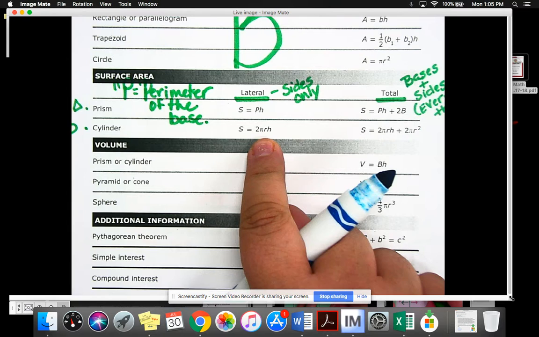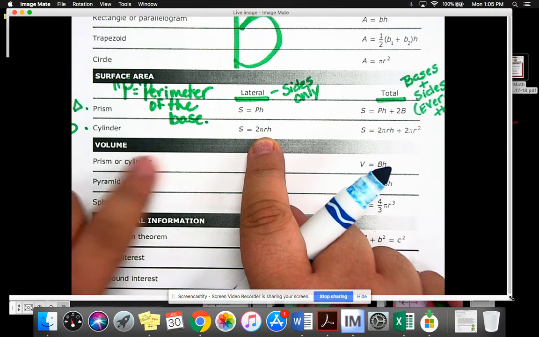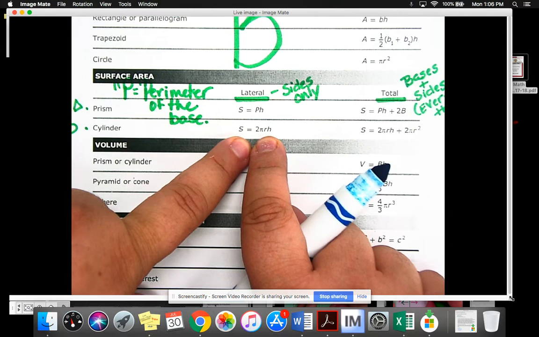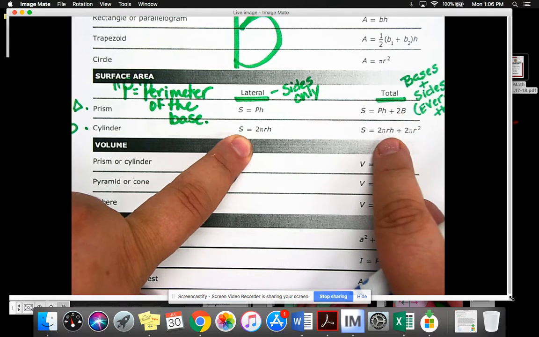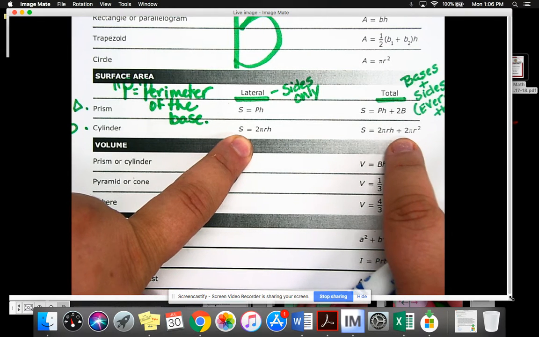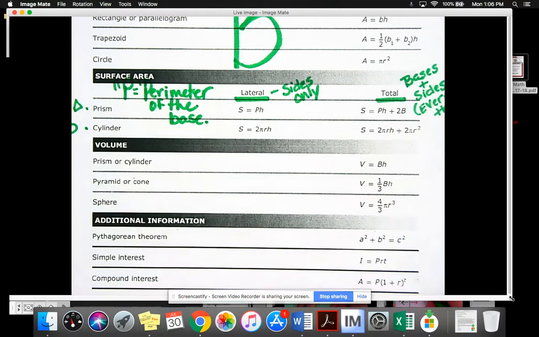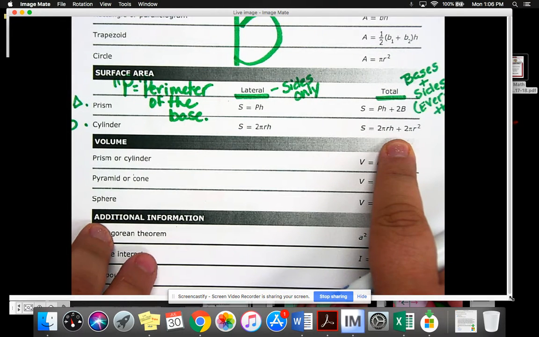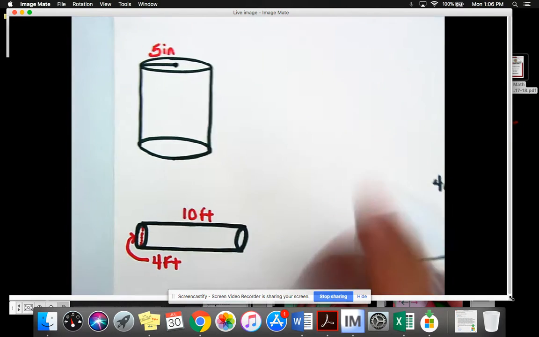Notice that they have 2 pi RH for the cylinder. We have pi because we're using circles. The lateral is 2 pi RH, but when we get to the total, again, it's 2 pi RH plus 2 pi R squared. Notice that, again, we can copy paste our lateral answer into our total formula, so that'll help us. So let's get started. So let's do lateral.